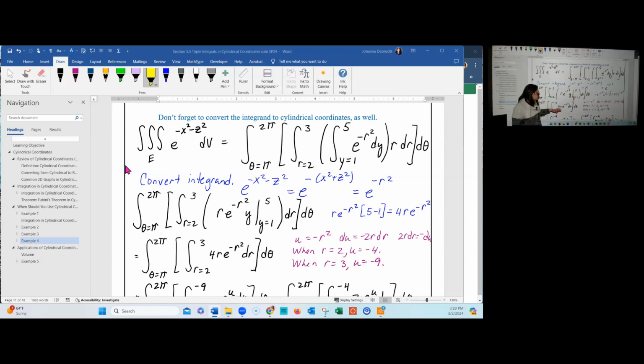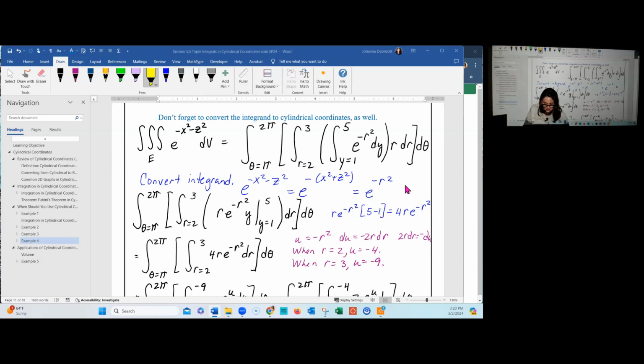The new integrand is 4r e to the negative r squared dr from r equal 2 to 3, then the integral with respect to theta from pi to 2 pi. We can do a u substitution where u is negative r squared, du is negative 2r dr. So 2r dr, which is a part of the 4r dr, becomes negative du. When we change the limits of integration, when r is 2, u is negative 4. When r is 3, u is negative 9.